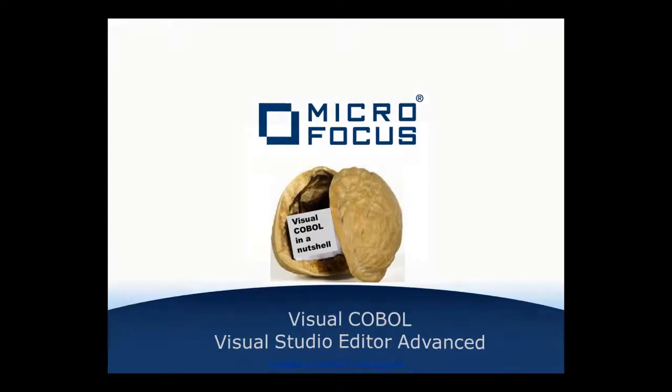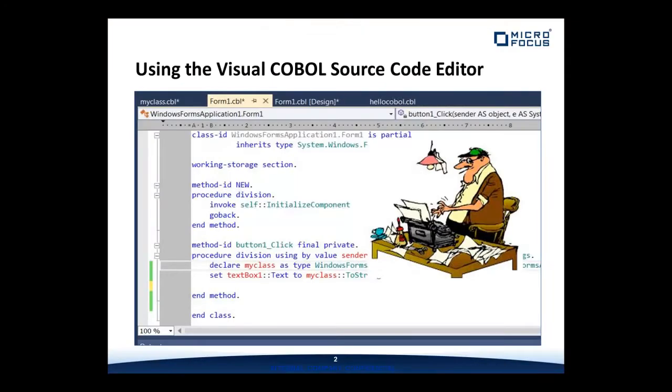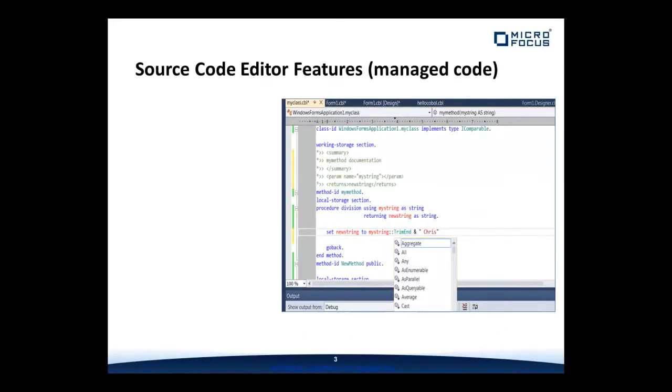The Visual COBOL source code editor is an essential part of the overall integrated development environment of Visual Studio. There are some editing features that are available only when you are working with managed code projects. They are Intellisense, which provides you with a list of available parameters or methods while you type, allowing for automatic statement completion. Additional code snippets are available for use with managed code constructs.